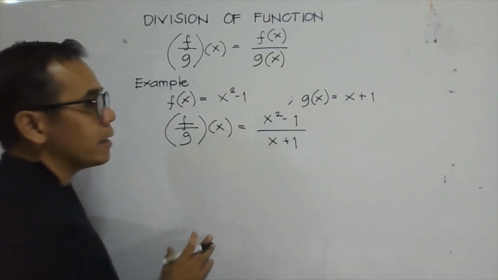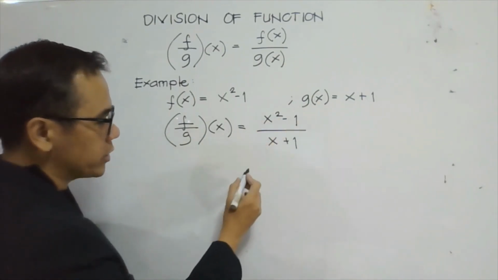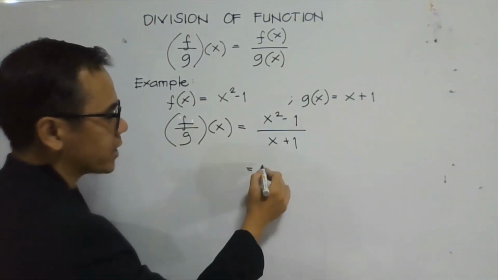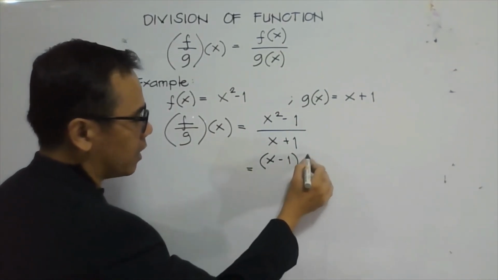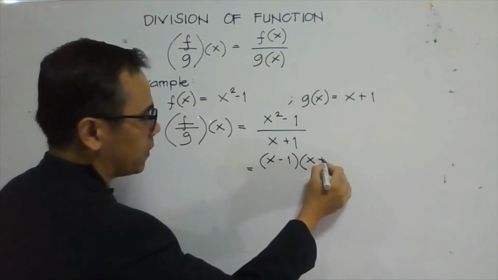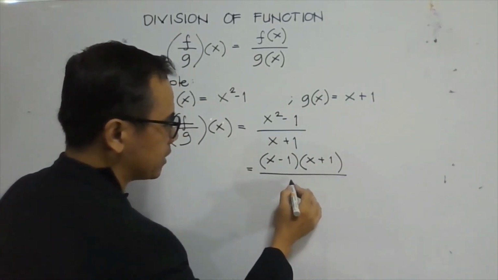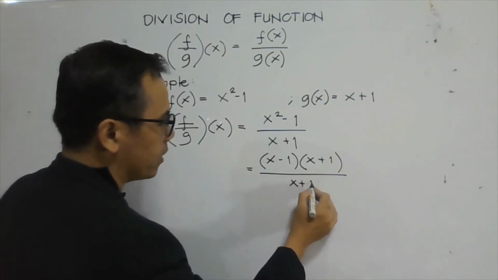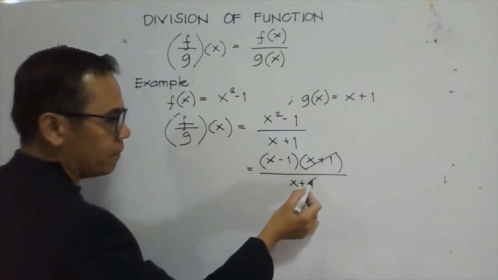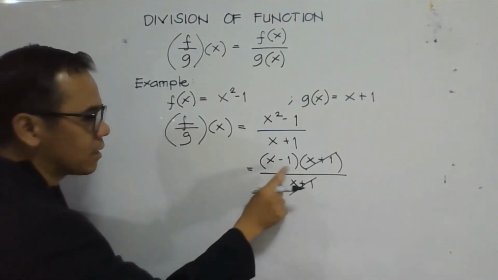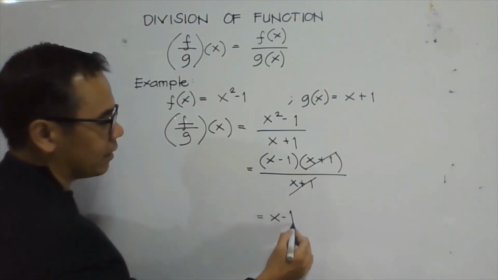So again, let's find the factors, okay? For the numerator, it's a difference of two squares. So therefore, the factor of x squared minus 1 is equal to x minus 1 times x plus 1. Okay, and our denominator is x plus 1. So we can eliminate now the x plus 1. Okay, and what remains is x minus 1. And this is now our final answer.